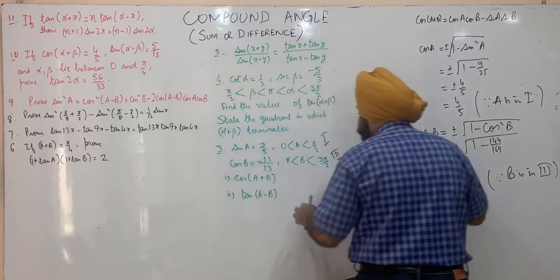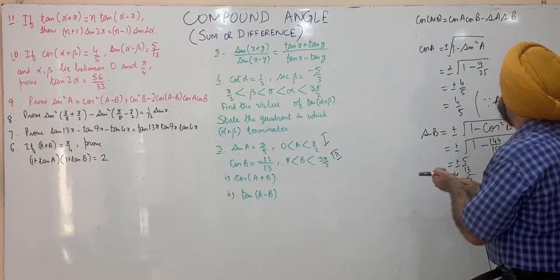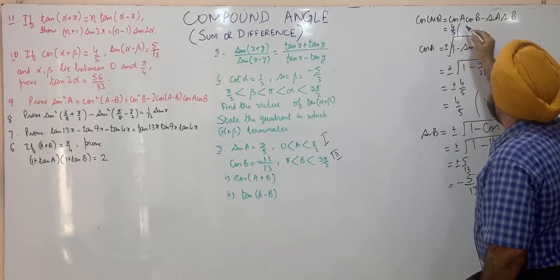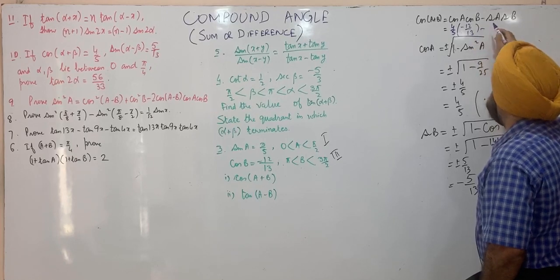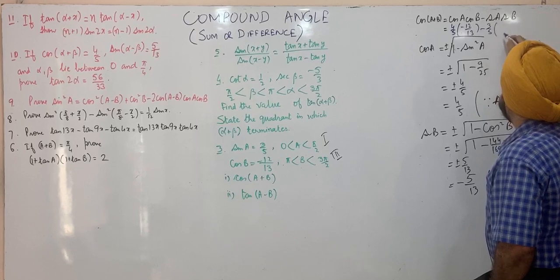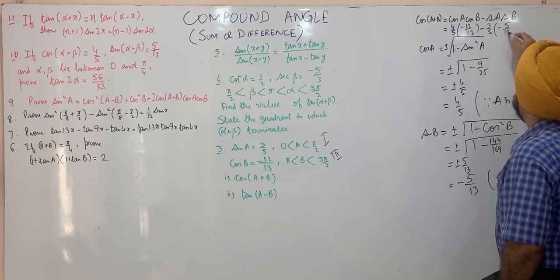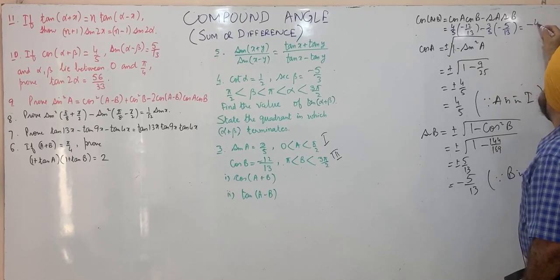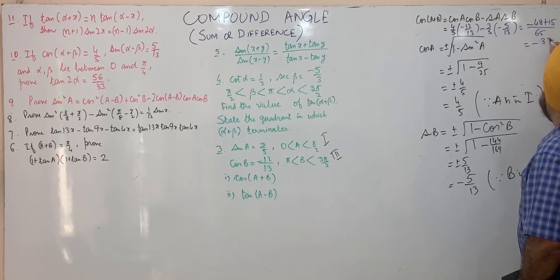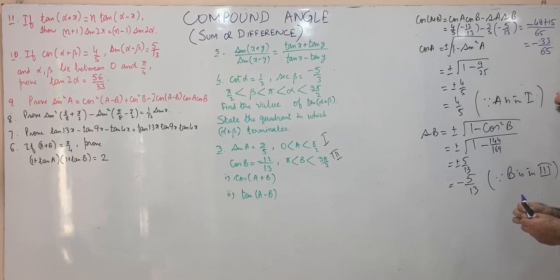So cos of A plus B is cos A, which is 4 by 5, into cos B, minus 12 by 30, minus sin A, that's 3 by 5, into sin B. Sin B is minus, this is 5 by 30. So this is minus 48 plus 15 upon 65, or minus 33 by 65. This is cos of A plus B.